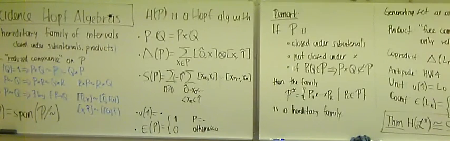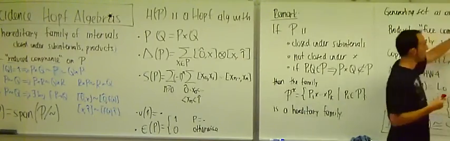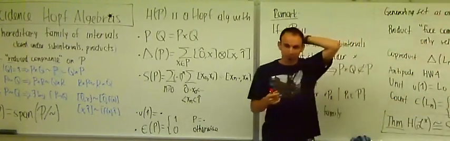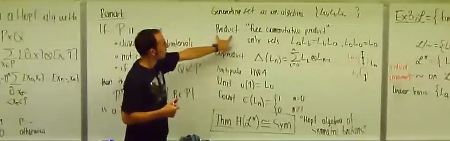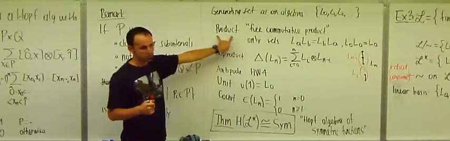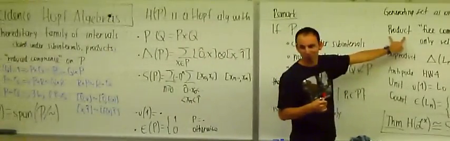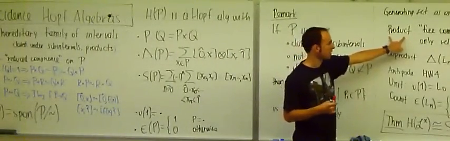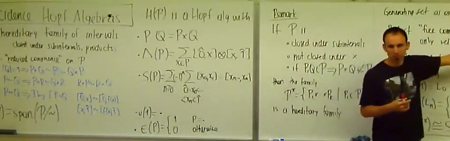Okay? And since it's a reduced congruence, that means that we have an incidence Hopf algebra. What is the generating set as an algebra? Well, it's exactly the same generating set as before, right? That's what we started with. What is the product now? It's somehow an even freer product than this one, right? Because now you don't even have this relation. You don't even commute.